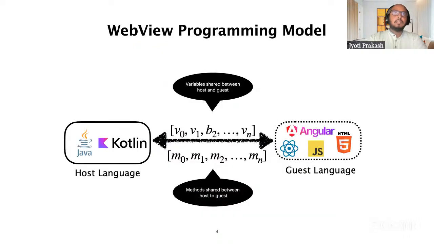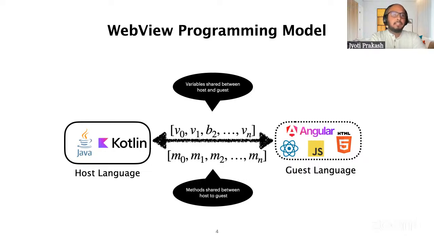So now, what happens in these hybrid apps is that we have two components. One is the web component, and the second is the native Android component. As I said, the native Android component is written in Java and Kotlin, and the web component is written in any web language. The native component is called the host language, and the web component is called the guest language. And we invoke the guest language, that means the web component, from Android apps.